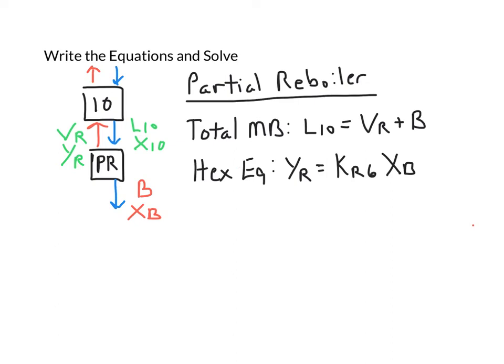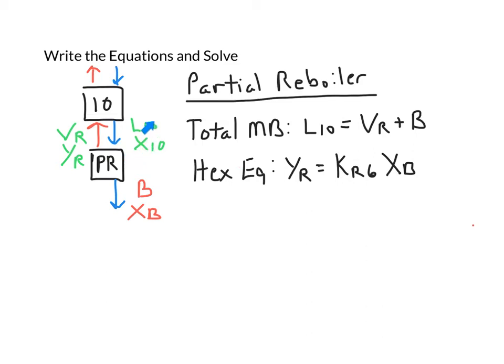And finally we get to the partial reboiler. We usually label the vapor flow rate coming out of the partial reboiler as VR with composition YR. The liquid leaving the reboiler is called the bottoms, and so we symbolize that B, and XB is its composition. And we also have the liquid coming down from stage 10, L10 and X10.